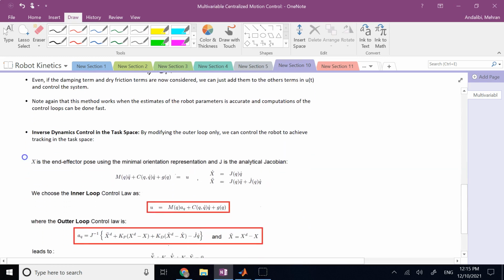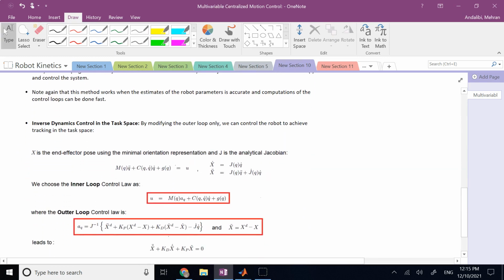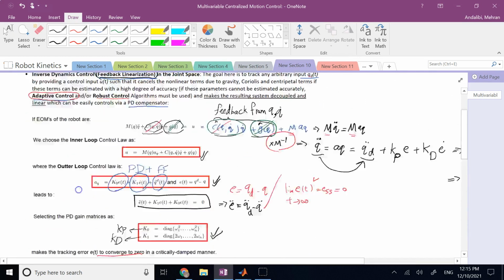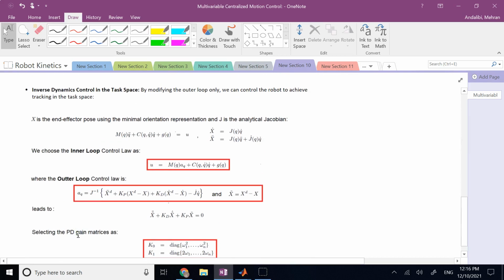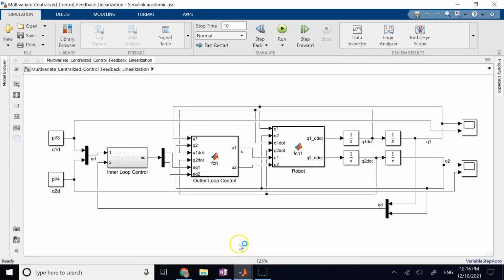Before I go and talk about the same method but done in the task space, because all the control we have done here was in the joint space, I can also show you the equations for the task space. But before that, I want to show you a simulation. So here is Simulink, and again, this is the 2 degree of freedom planar arm. This is my robot, where you pass to it the U1 and U2, or tau 1 and tau 2. Of course, the robot also needs the feedback from its own Q1, Q2, Q1 dot, and Q2 dot.